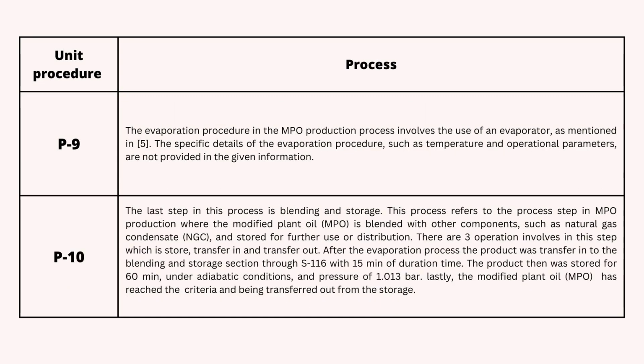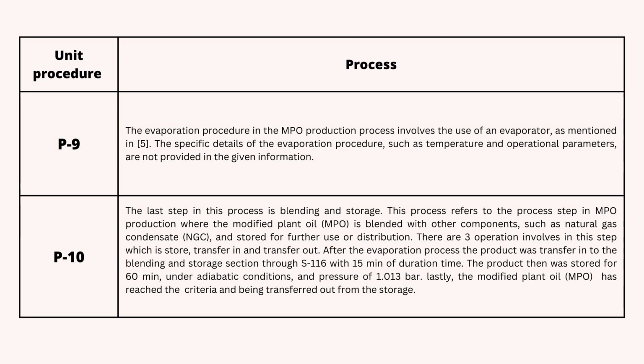For P9, the evaporation procedure in the MPO production process involves the use of an evaporator. The specific details of the evaporation procedure, such as temperature and operational parameters, are not provided in the given information. For the unit procedure P10, this is the last step in this process, which is blending and storage.